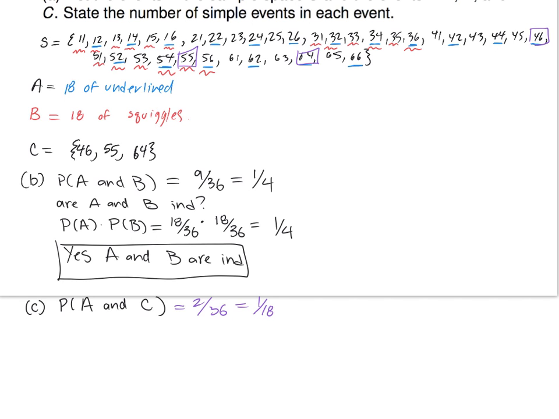Remember, event A was the red die being even, which is the second die, right? And event C was the numbers summing to 10. I think this one also asks, are A and C independent?